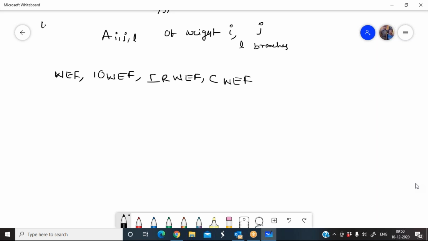In order to get all these things, you have to go for the weight distribution. That means you have to modify the state diagram, and you have to calculate the transfer function or generating function with the help of Mason's gain formula.